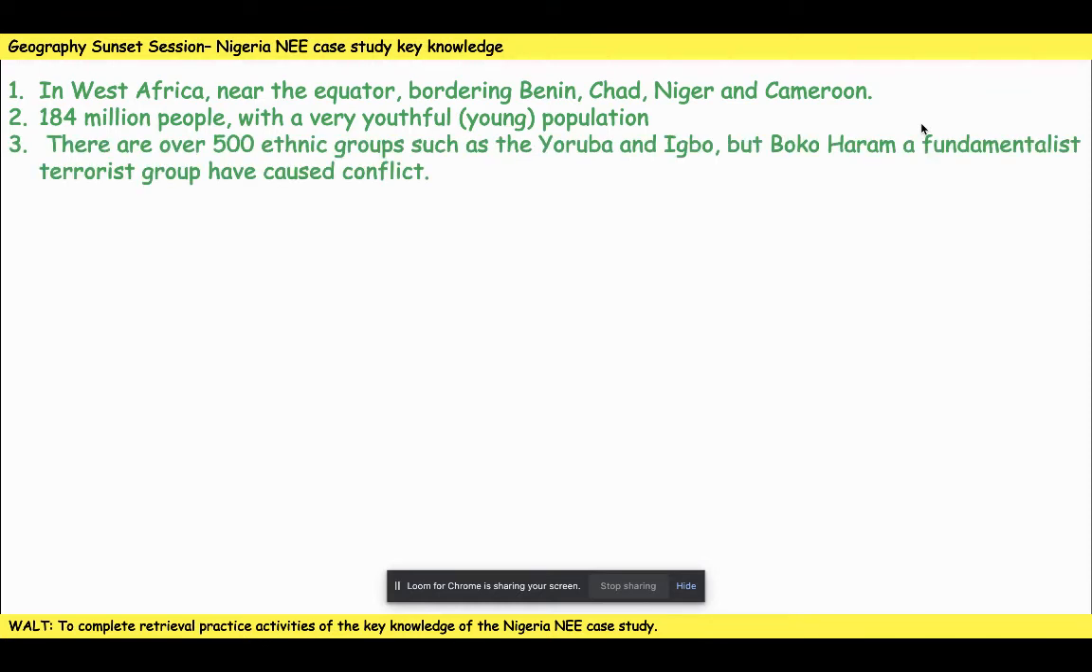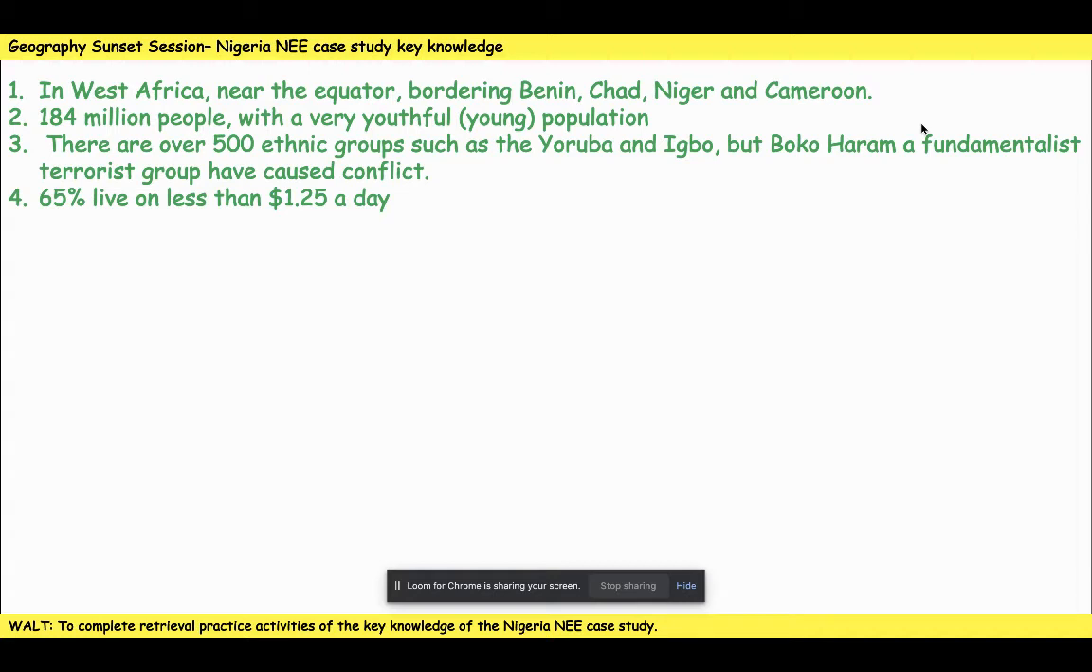Number three, there are over 500 ethnic groups such as the Yoruba and Igbo. So that's an opportunity in terms of that diversity. But Boko Haram, a fundamentalist terrorist group, have caused conflict. They are a group that stemmed from Al Qaeda, but still caused significant conflict. So recently, very famous kidnappings of young schoolgirls.